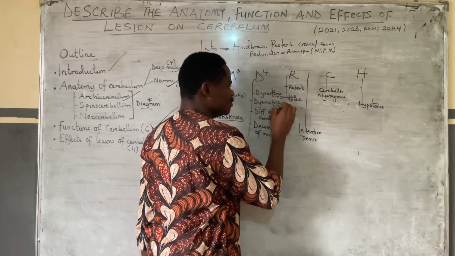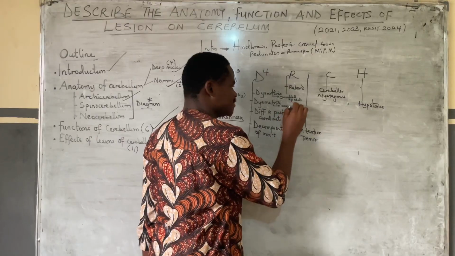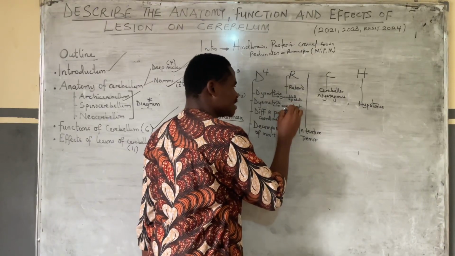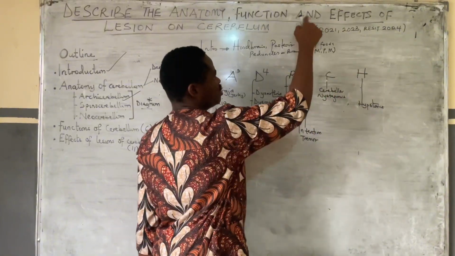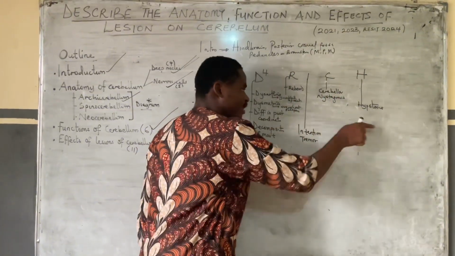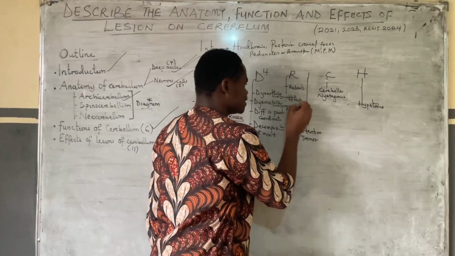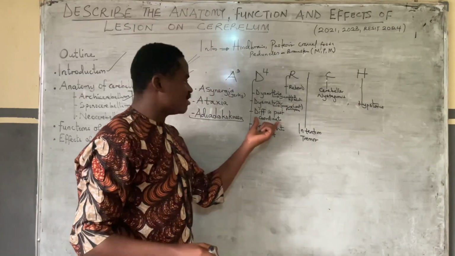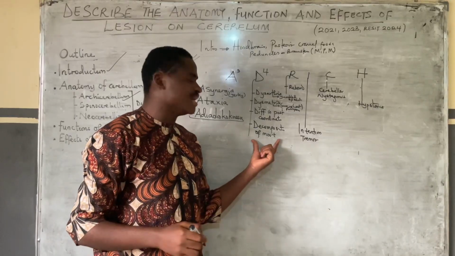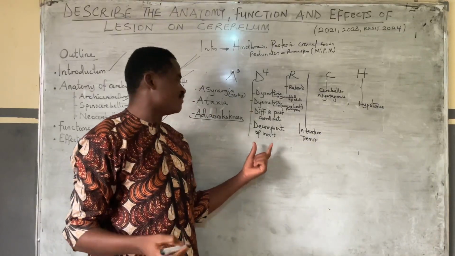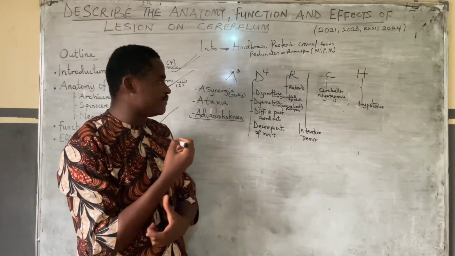Dysmetria means the person overshoots or past-points. You want to point here, he points somewhere else. You want him to touch here, he touches somewhere else. He past-points, he overshoots. Dysmetria. Then difficulty in postural coordination. And then decomposition of movement, which happens to be the last thing that happens.